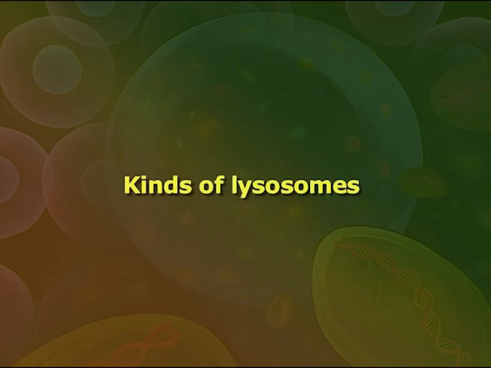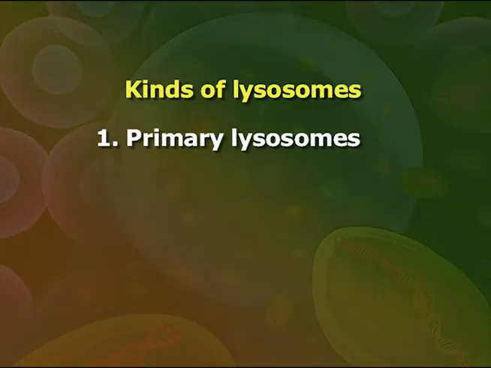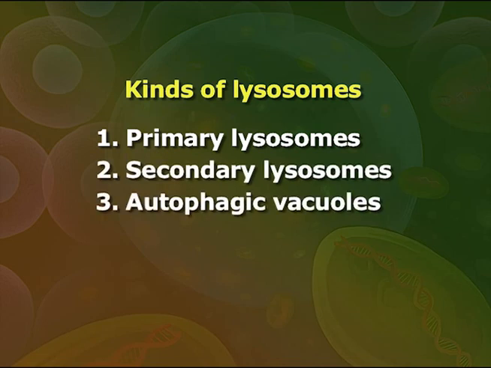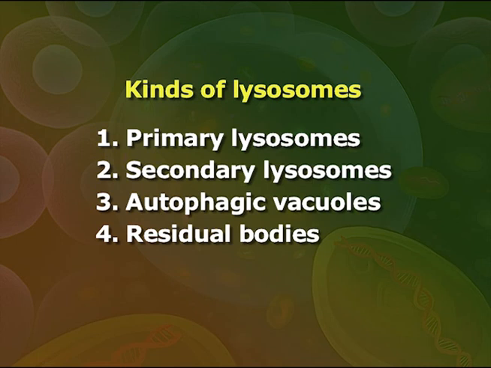Let us now talk about the kinds of lysosomes. In different types of cells and at different times in the same cell, 4 types of lysosomes have been observed. They are primary lysosomes, secondary lysosomes, autophagic vacuoles, and residual bodies.